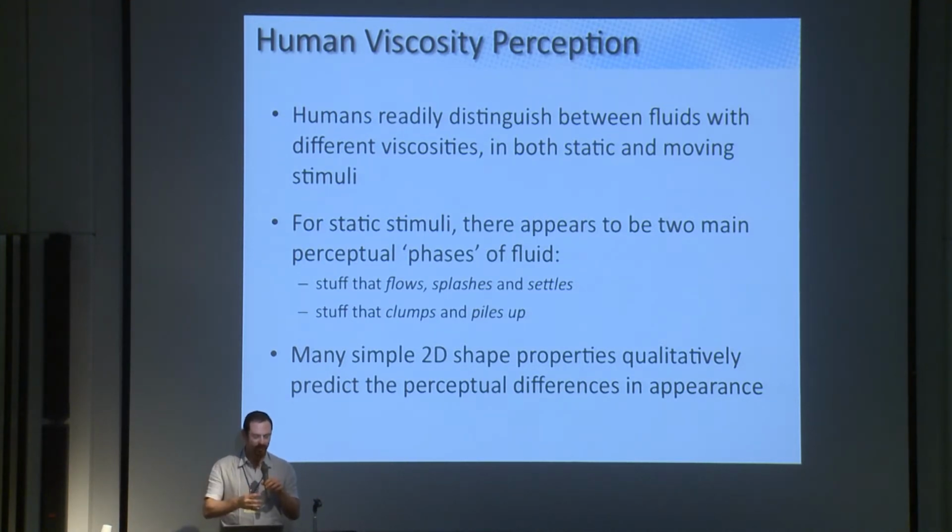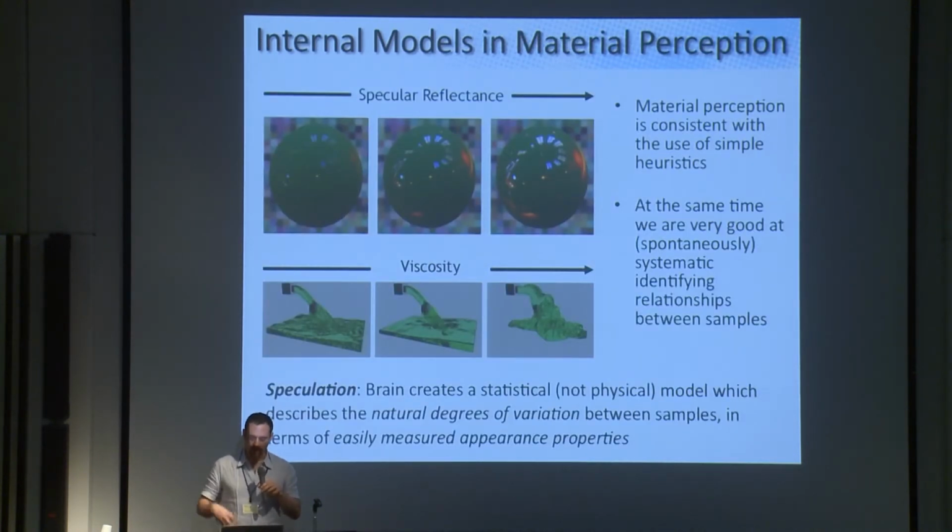There's stuff that flows, splashes, and settles versus the stuff that clumps up. And this is directly predicted from the structure of the similarities if you measure properties of shape in the image. And my argument is not that the visual system uses these particular set of measurements, but rather there exists a large number of measurements that will behave in this kind of way. So, putting this back in context, in some sense, this is consistent with the use of heuristics.